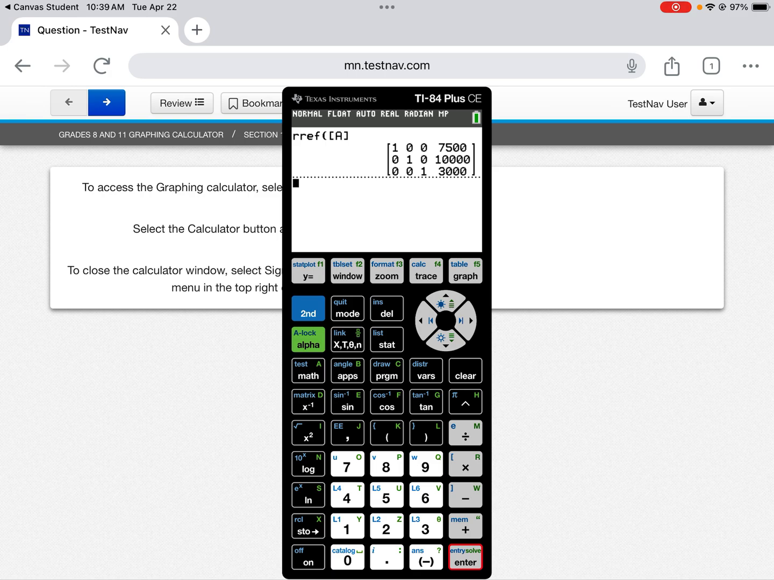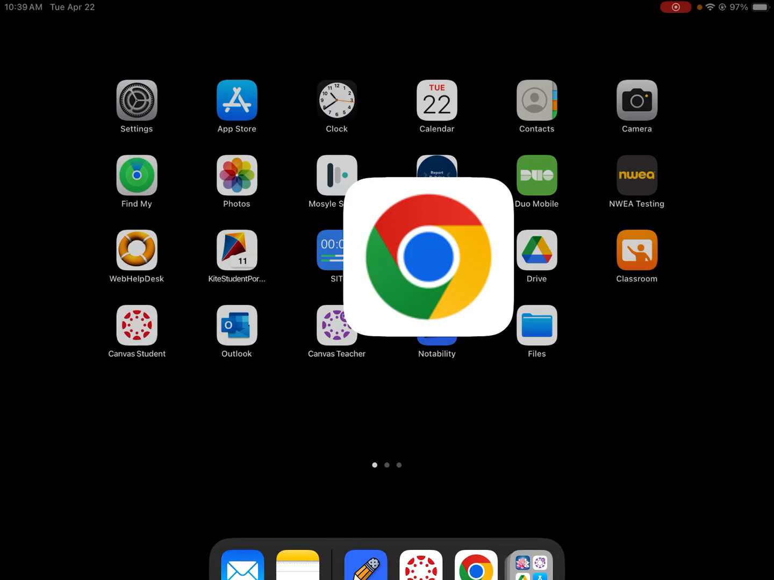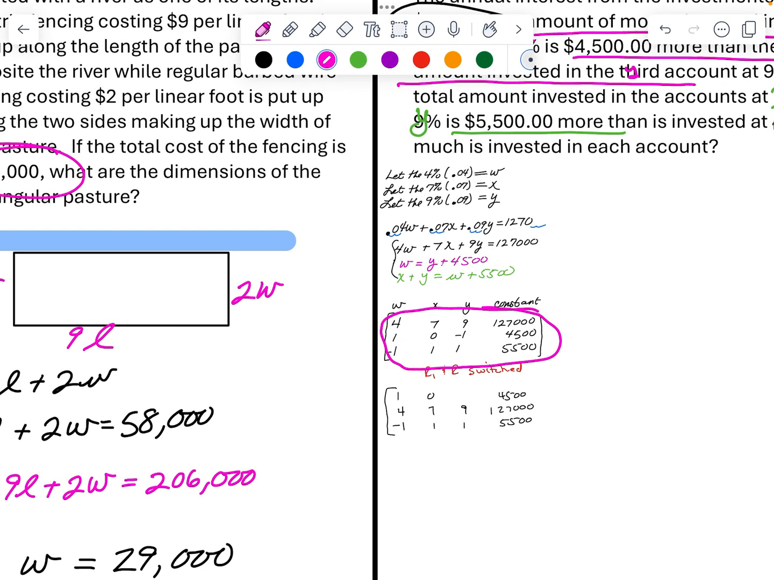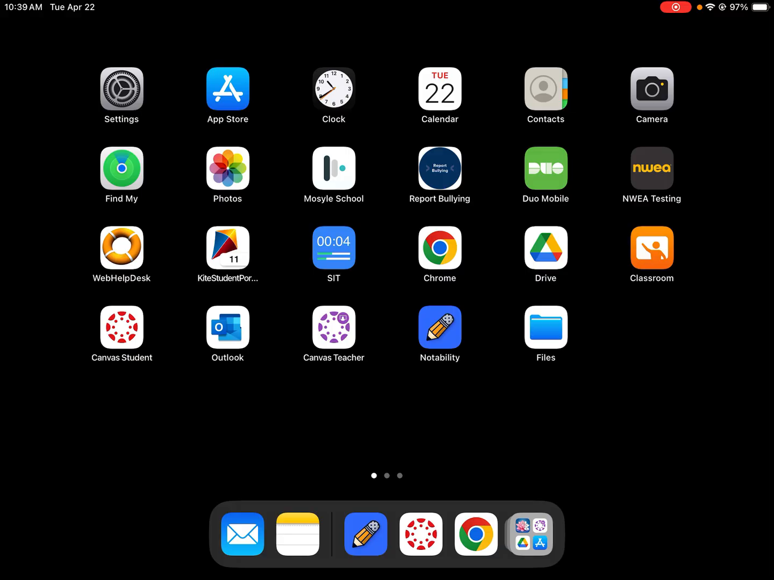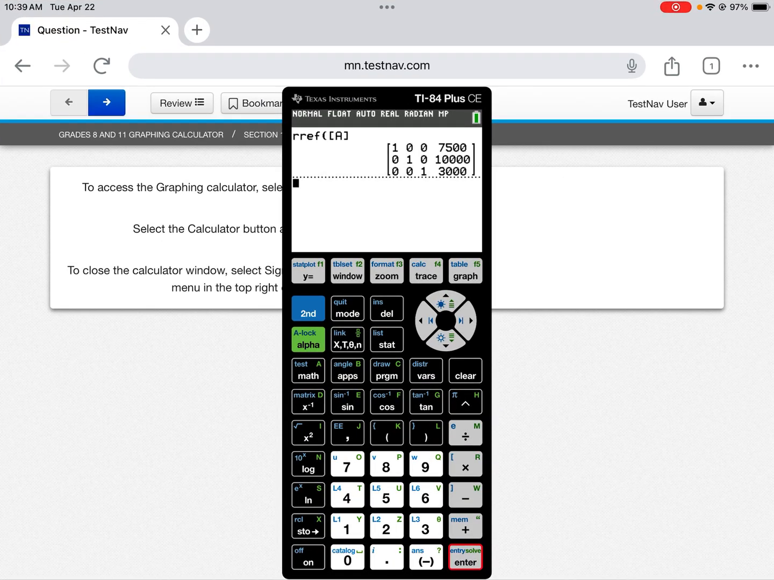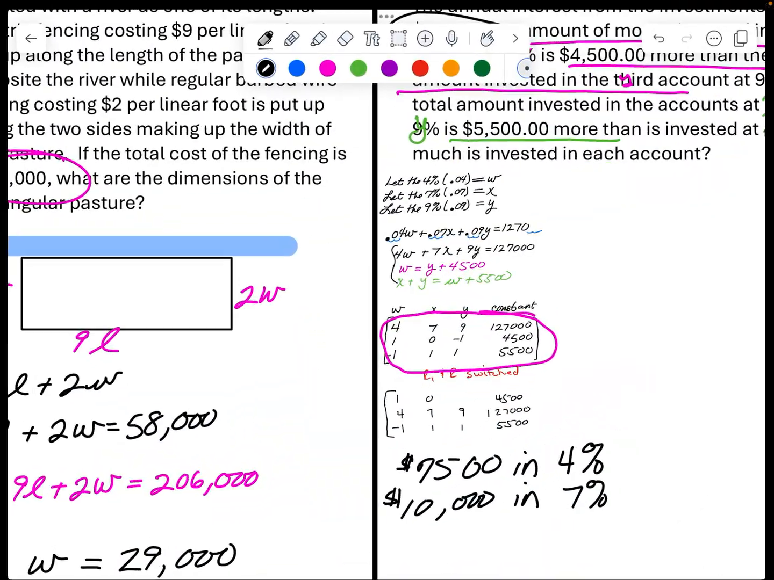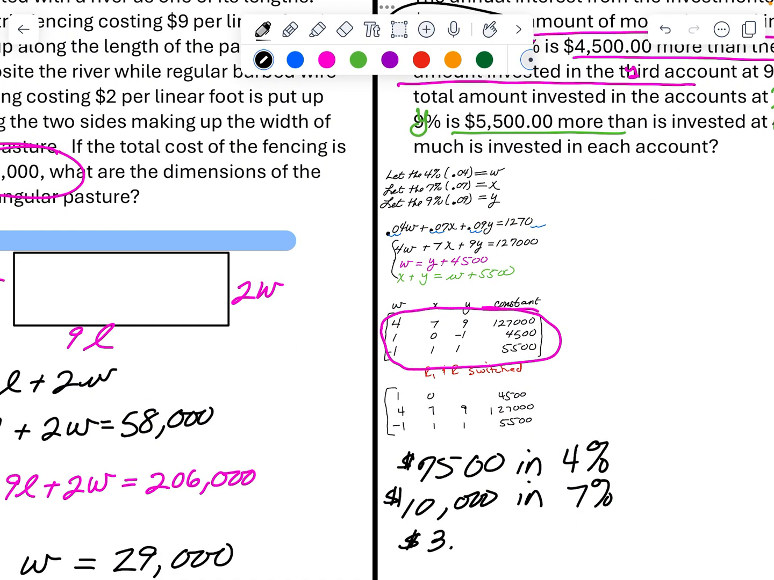7,500 of the first one. So $7,500 in the 4%, $10,000 in the 7%. Another answer: $3,000 in the last one. So that would have been the faster way to do that.